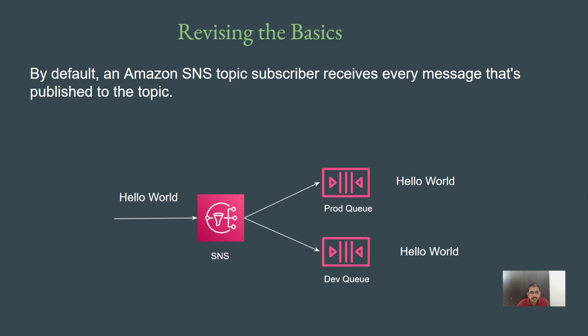However, sometimes in real world scenarios, there are many use cases in which, depending upon the type of message that is received at an SNS level, you might want to send it to a selective queue. For example, let's say some production related message has been received by the SNS topic. You want that message to go to the production queue. Similarly, some development related message has come to the SNS. You want it to go to the development queue. So this is what is referred to as SNS message filtering.